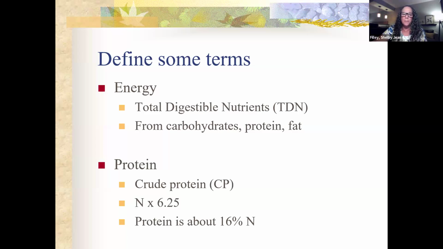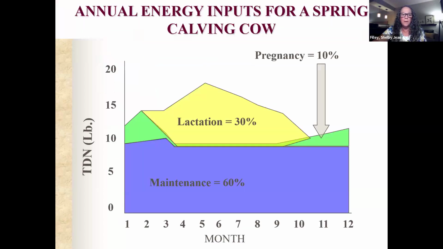You add it all up, so it's total digestible nutrients, because all of those can be used for energy. And then when we look at protein, I'm going to say crude protein, because when we measure a feed's protein content, we don't just look at the real protein. We look at the nitrogen; percent nitrogen times 6.25 gives us the percent crude protein in the feed. And that's because protein is about 16% nitrogen. So TDN and crude protein, energy and crude protein, is what we're looking at.